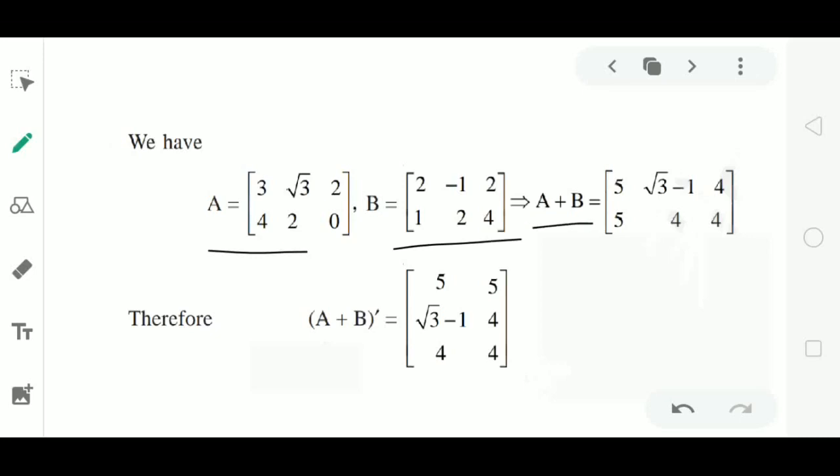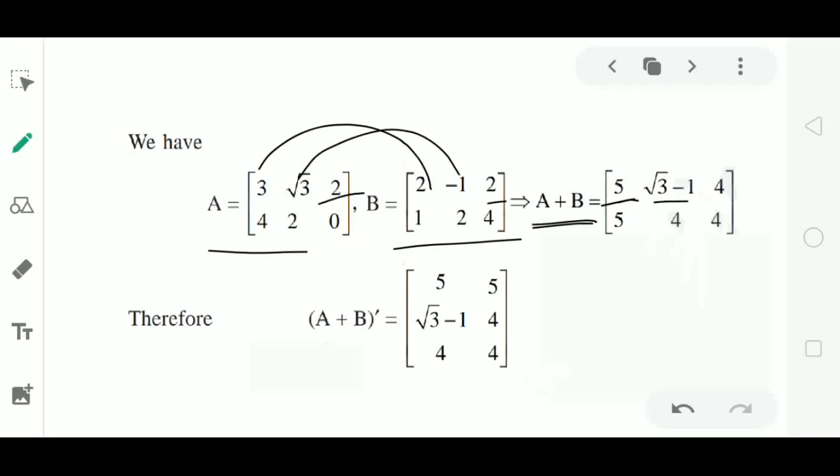A plus B is the sum of two matrices, and we know that the sum of two matrices is again a matrix which is obtained by adding the corresponding elements of A and B. So to find the elements of this, we add the corresponding elements of A and B. 3 plus 2 is 5. 5 is the first element of A plus B. Root 3 plus minus 1 is root 3 minus 1.